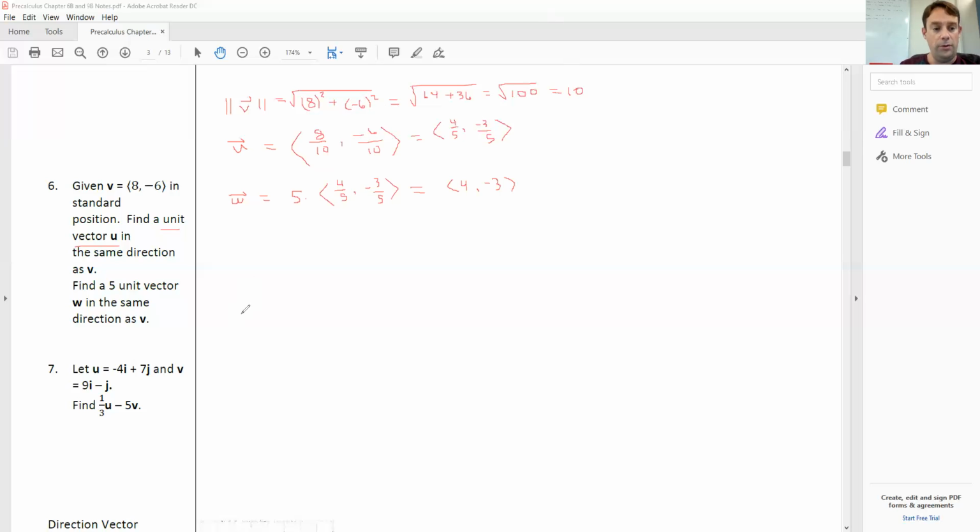All right, so first thing I need to do, I probably want to go ahead and take U out of the linear combination and write it in component form. So that's going to be -4, 7. So V was 9I minus J. So that means V would be 9 and -1.